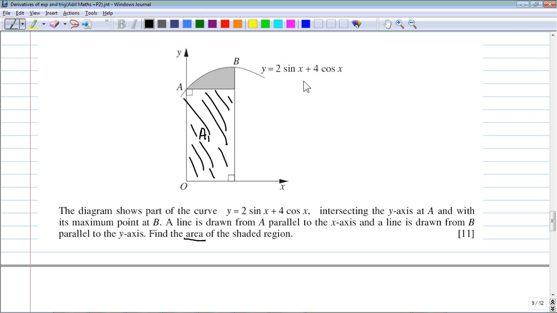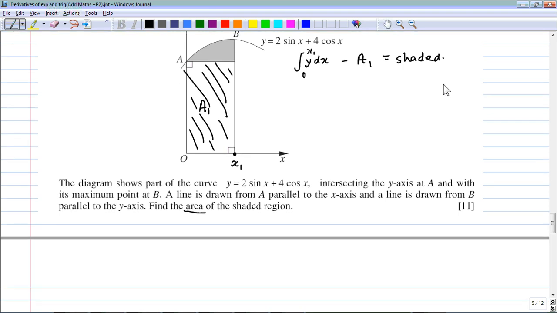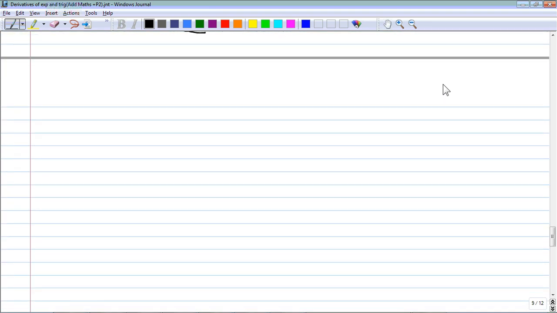And then we need to find the integral of y dx up to this point, whatever this is, x1. Okay, so from 0 to x1, and then subtract the area A1, that will give the shaded area. So it shouldn't be too difficult. Let's first write the function 2 sin x plus 4 cos x.